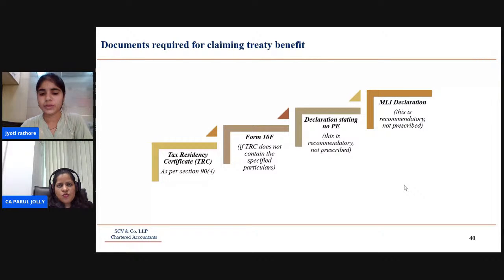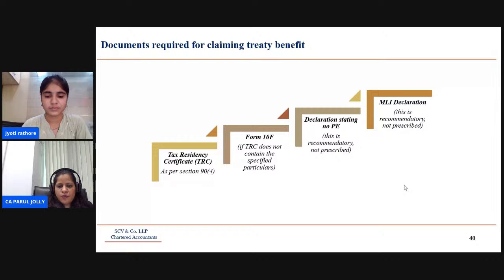deduction of tax at source, or as a matter of fact, there's a particular assessee who wants to understand what would be the tax implication on a payment to a non-resident. So treaty provisions are applicable, but if the person to whom payment is to be made cannot provide TRC or Form 10F, treaty benefits cannot be given. These are the two documents which are given in the section itself in the provisions of law.